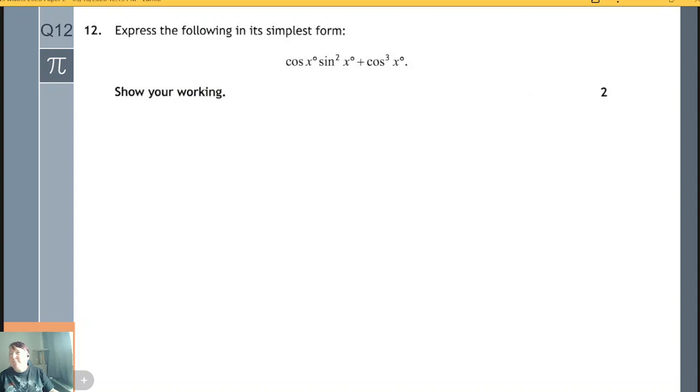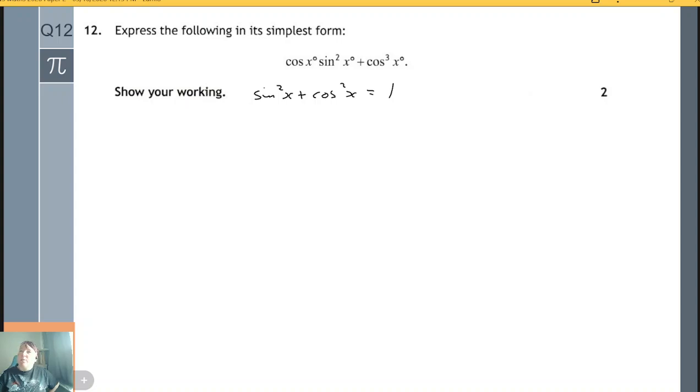Right, question 12. Cos x sine squared x plus cos cubed x. Okay, remember sine squared x just means sine x times sine x. Cos cubed x is cos x, cos x, cos x. We have got our trig identities here. Now, there's no tans involved here. There's no sine over cos, so we're not going to need that one. The identity that we are going to need to remember is sine squared x plus cos squared x equals 1.